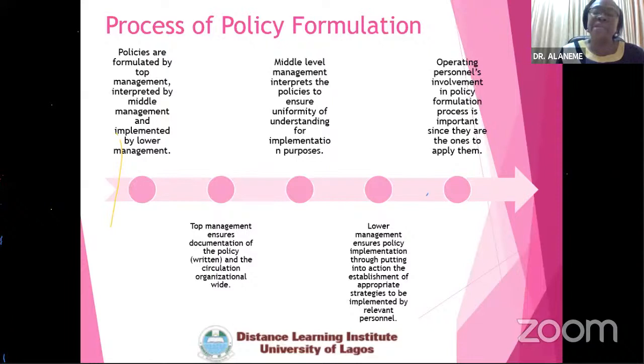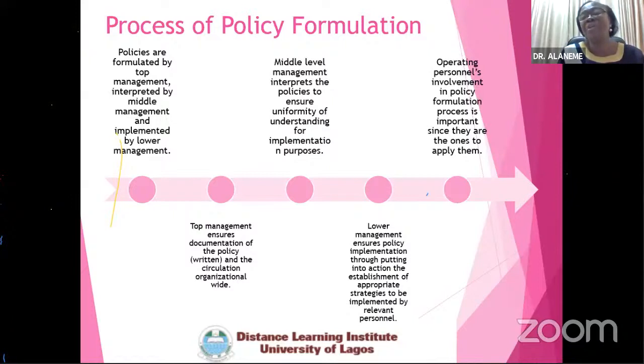While the lower level management ensures that policies are implemented. They are the foot soldiers. Yes, top management has formulated, middle level management has interpreted it for them. Now the lower level management will ensure that these policies are implemented by putting their actions into play and establishing appropriate strategies within their functional areas so that they will be able to implement all the relevant policies that there are. It is good, while the top management is formulating the policy, to also carry along these operating personnel.